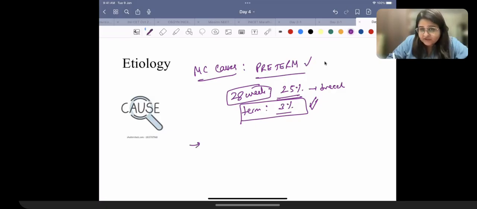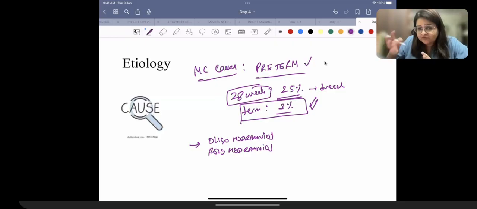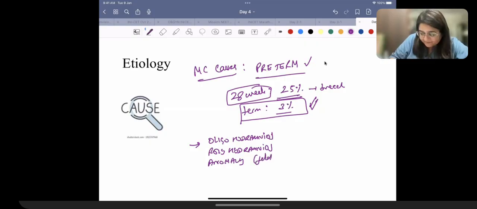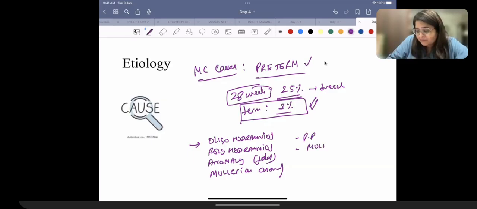What are the other causes of breech? It could be oligohydramnios, polyhydramnios. In oligohydramnios, there is no space for the baby to move. So if it is breech, it will remain breech. In polyhydramnios, there is a lot of space to move around, so the baby keeps moving. Then if there is an anomaly, a fetal anomaly, or even a Mullerian anomaly, placenta previa. What else? If there is multiple pregnancy, twins, triplets, breech is common.